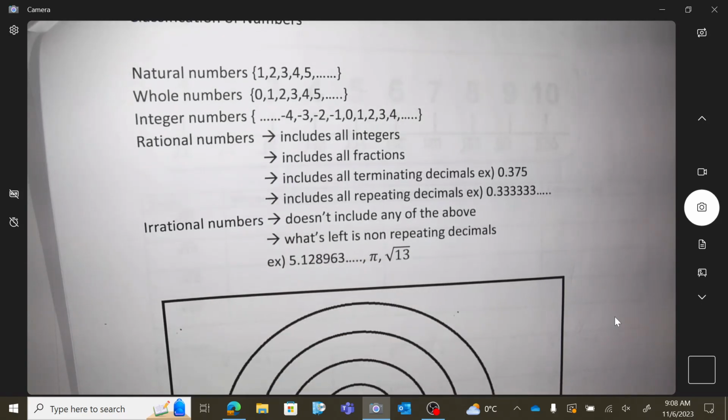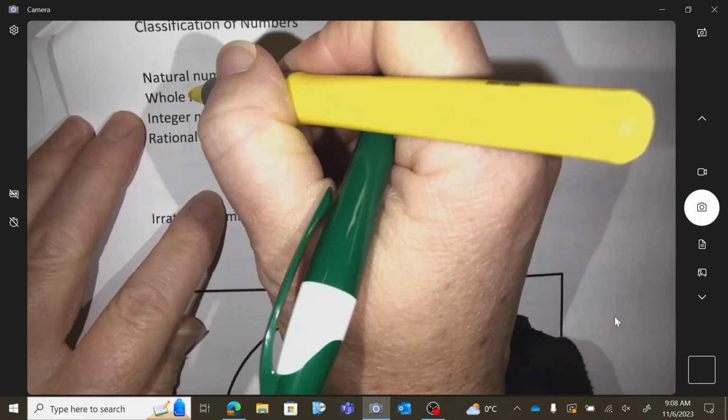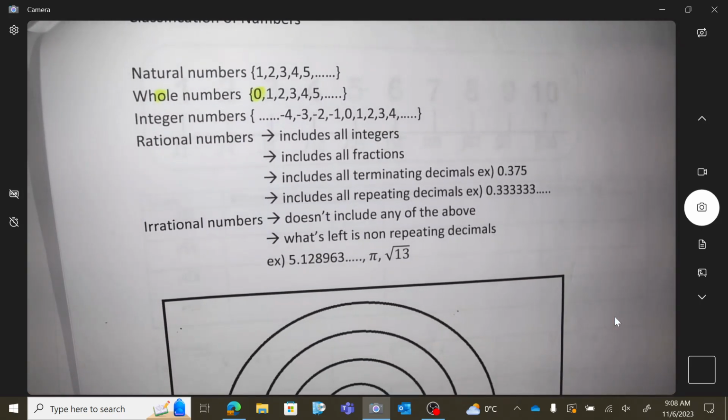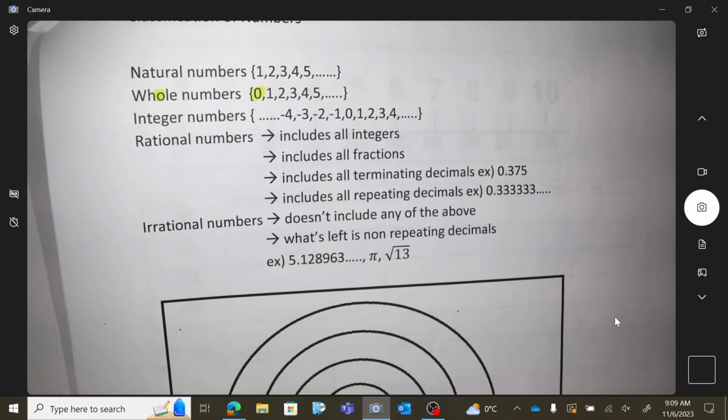And I don't know why, this is how I always remember it: 0 and whole numbers. I don't know, that's kind of what I do to remember it. Integers are all the whole numbers with the addition of negative values. Rational numbers are all of the above plus, now we can have fractions and terminating decimals and repeating decimals.